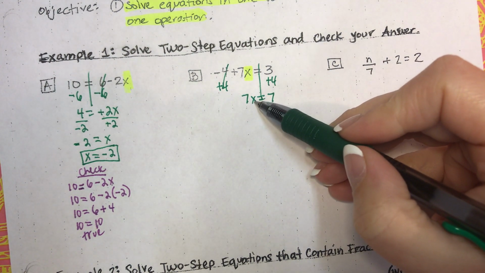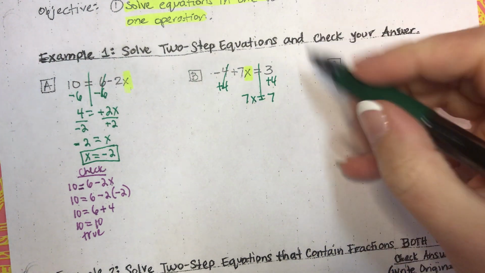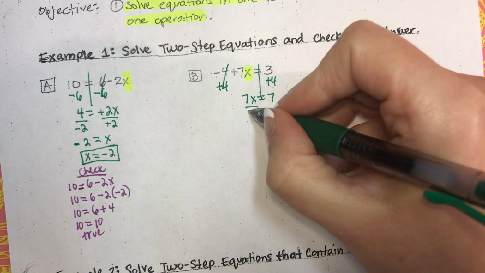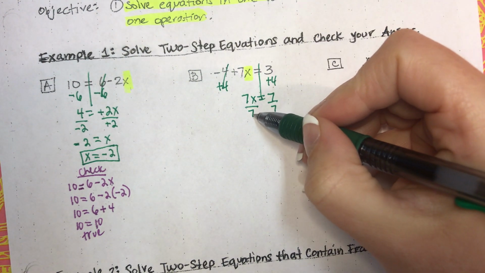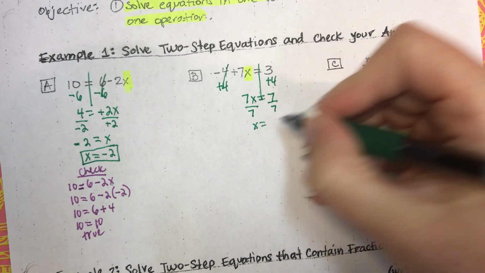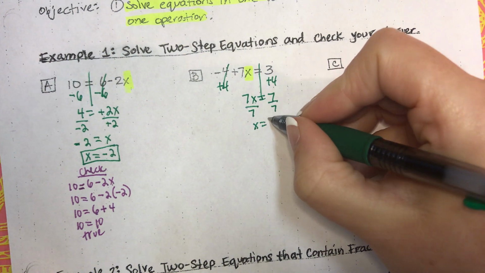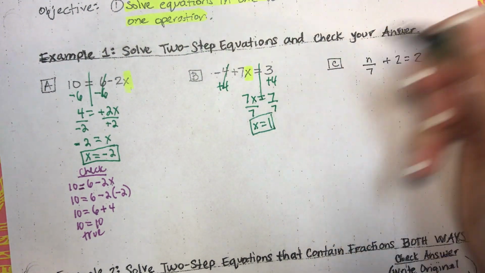We need to get x by itself. There's a 7 times x. The inverse operation of multiplication will be division. We're going to divide both sides by 7. We get 7 divided by 7, which is 1. 1 times x is x. And then over here, 7 divided by 7 is 1. So there's our answer right there.